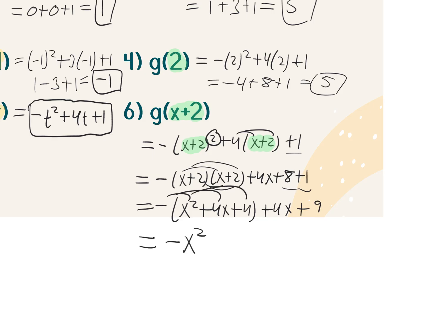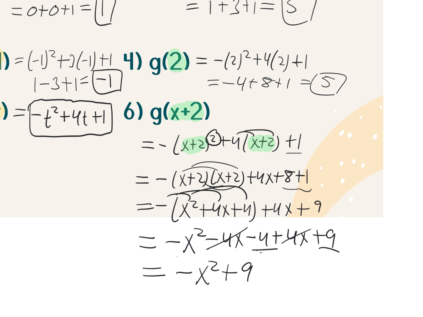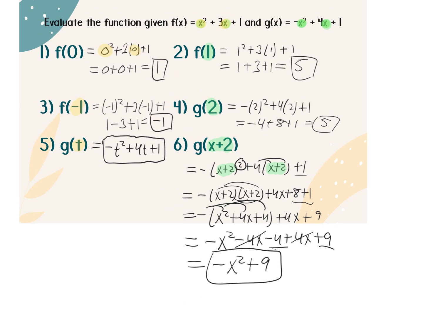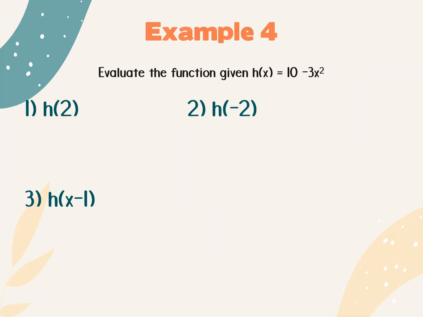So we get a negative x squared minus 4x minus 4 plus 4x plus 9. And then negative 4x and 4x cancel out. And then negative 4 and 9 are like terms, so I get a negative x squared plus 9. So again, that's about as much work as we have to do, but hopefully it wasn't hard work, right? Hopefully once we see that we plug in the x plus 2, it shouldn't be extremely difficult.